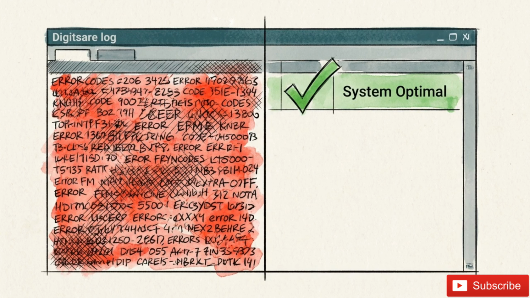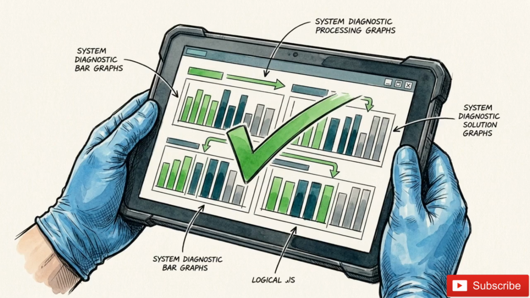Executing these specific maintenance steps replaces guesswork with hard data. You gain absolute, verified certainty about your controller's health.